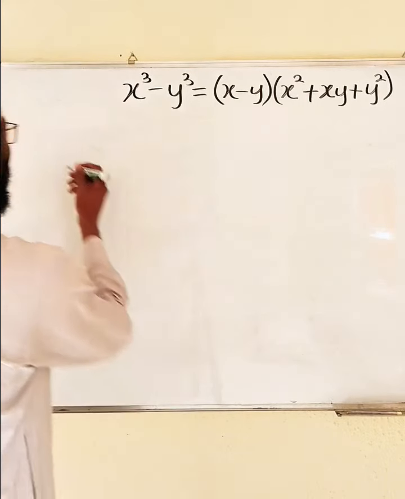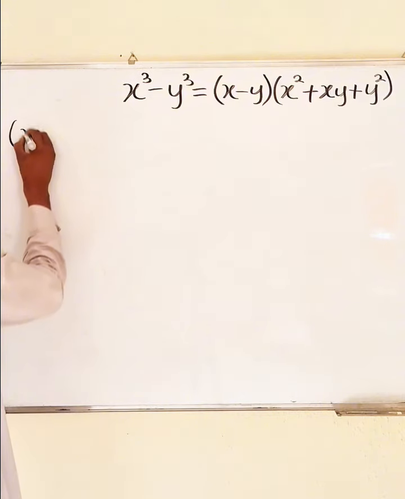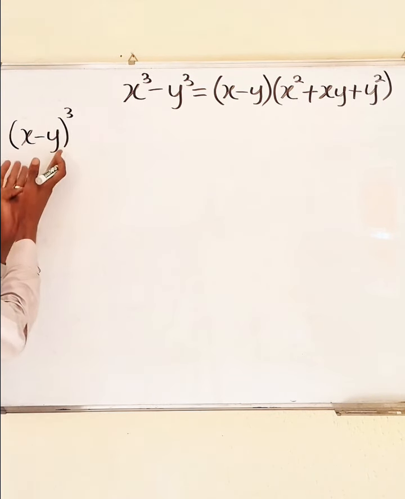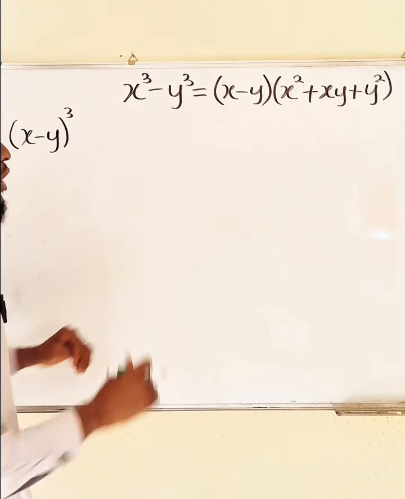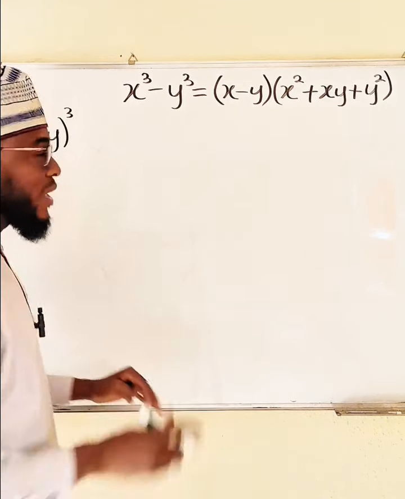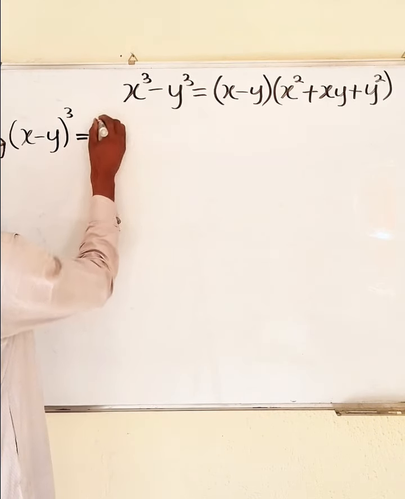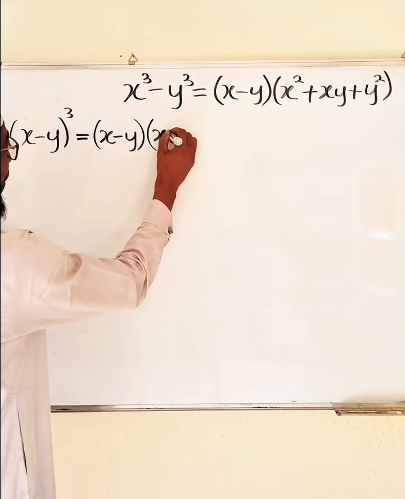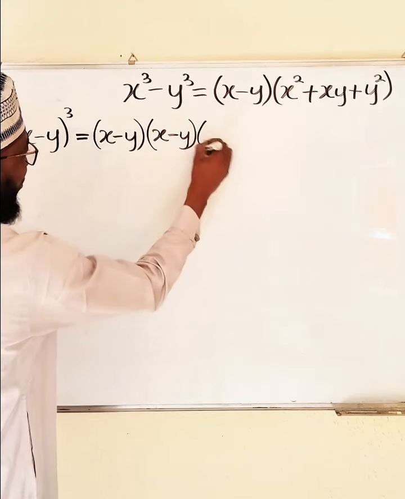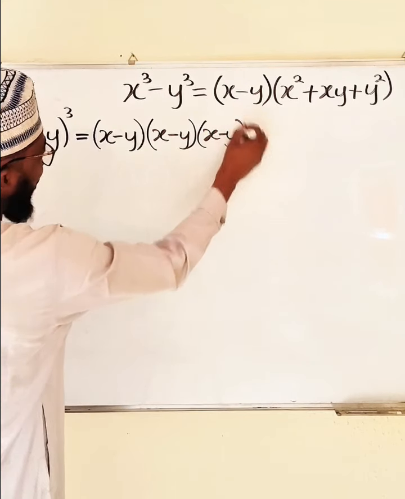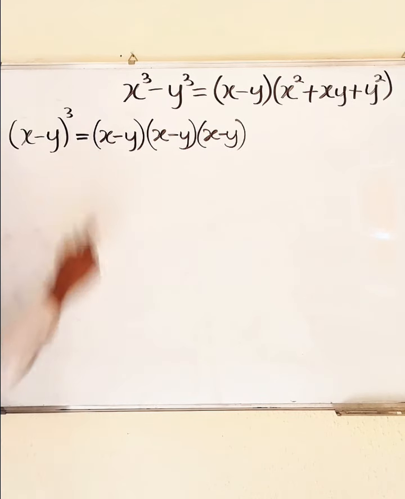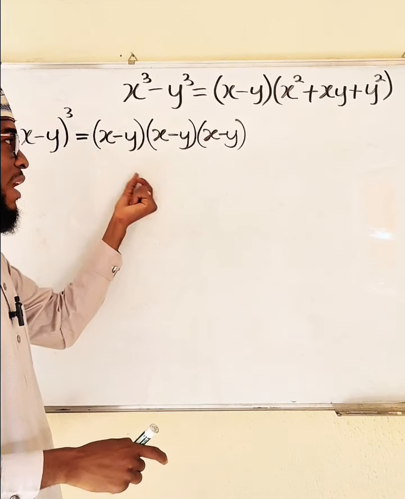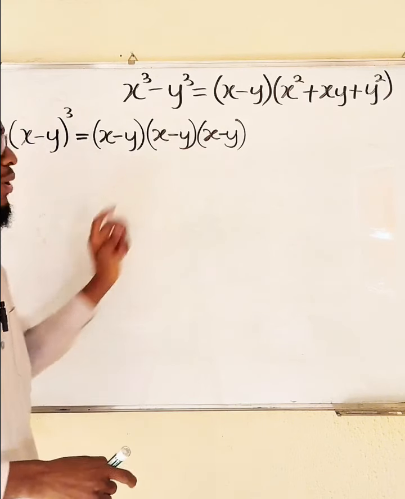So let's do that. If I take x minus y raised to the power of 3, I know a shortcut of expanding this, but I would like to show you every single step. So this is the same thing as x minus y multiplied by x minus y multiplied by x minus y, because x minus y is to the third power. So let me first of all expand the first two, then I use the result to expand the other one.